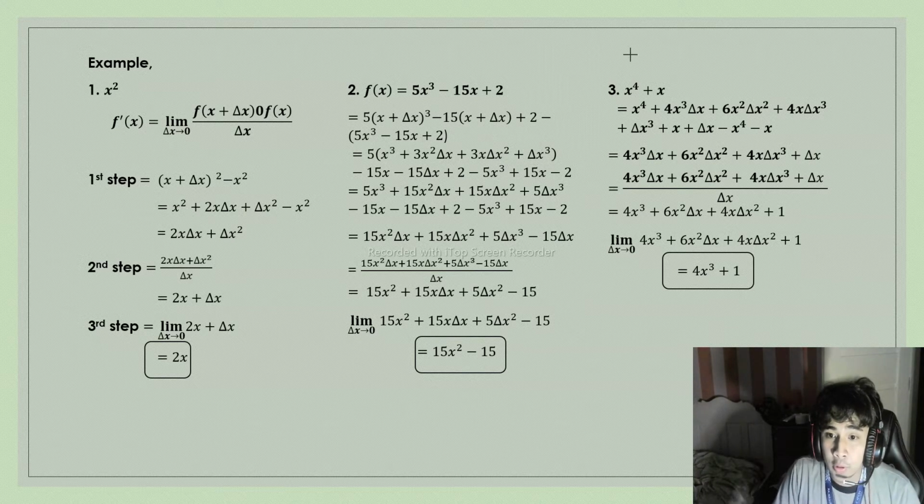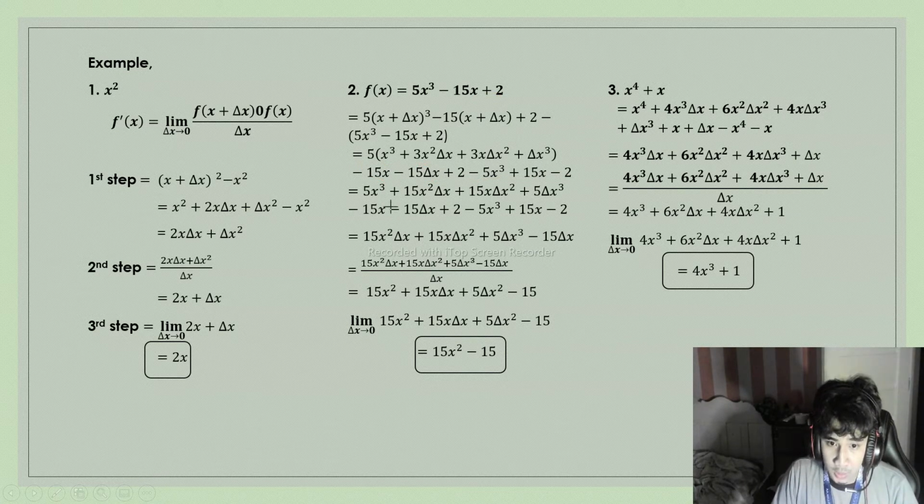Makakasolve natin to pag alam nyo yung formula. Pwede rin kayong gumamit ng Pascal's triangle. Dinistribute lang natin to. So, that will be 15x minus 15 delta x. Tapos, plus 2 minus 5x cubed plus 15x minus 2.